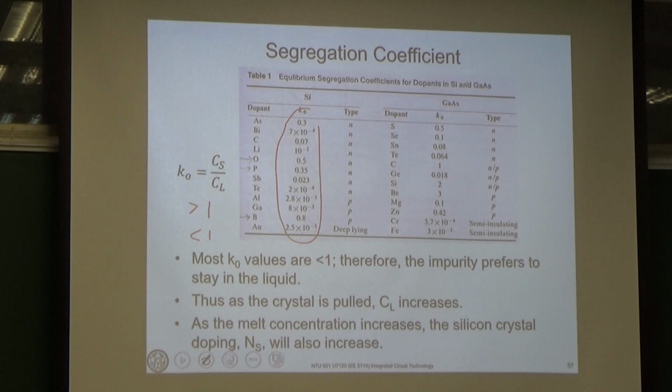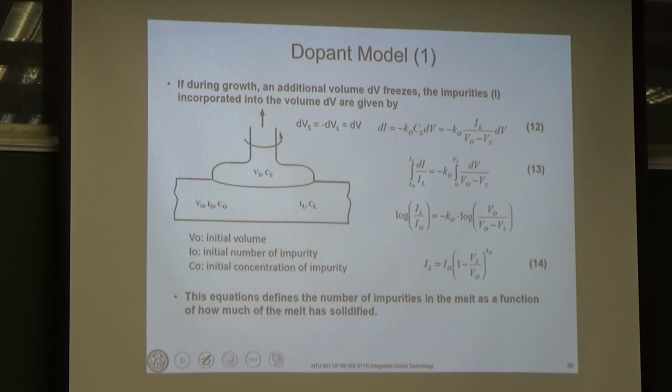Especially you can see that the segregation coefficient is less than 1, so that will have this problem. But for gallium arsenide, some of the dopants have a coefficient larger than 1.